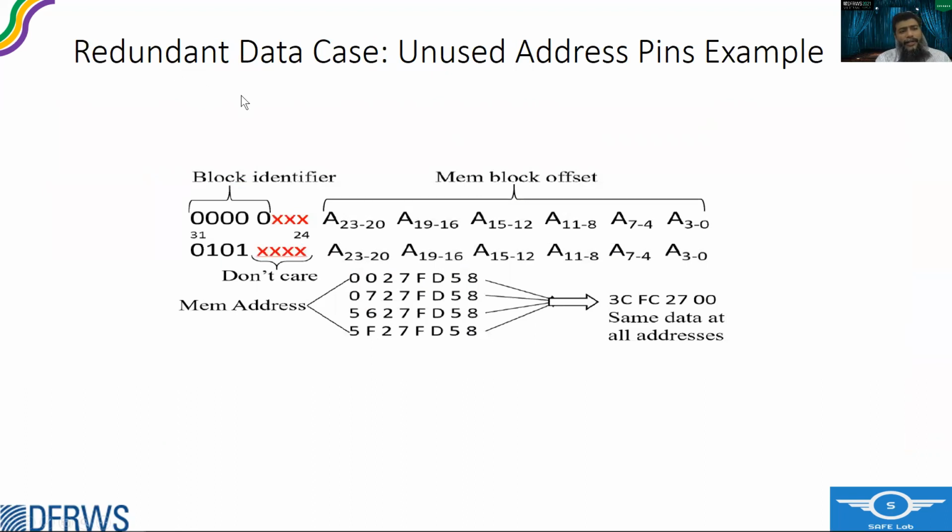Now talking about the redundant data, this is an example case. Like all these memory addresses are pointing to one single memory location. And if you see here, these are the memory offsets. And this is where it is pointing to a particular device. And these are unused pins, or you can say don't care pins.